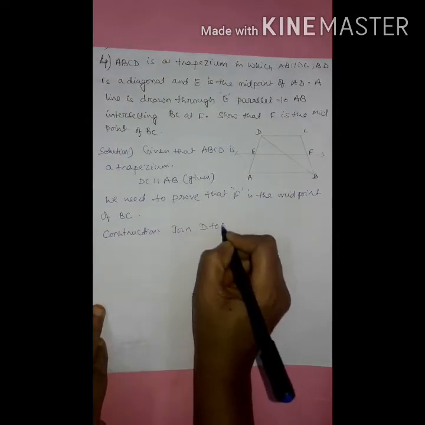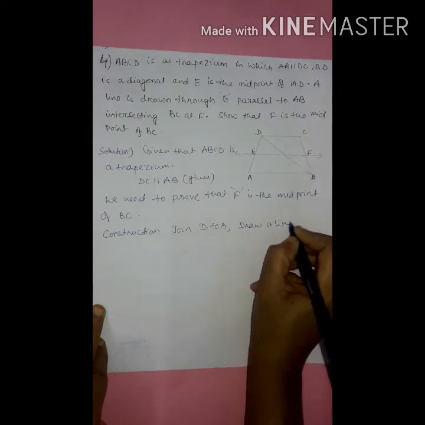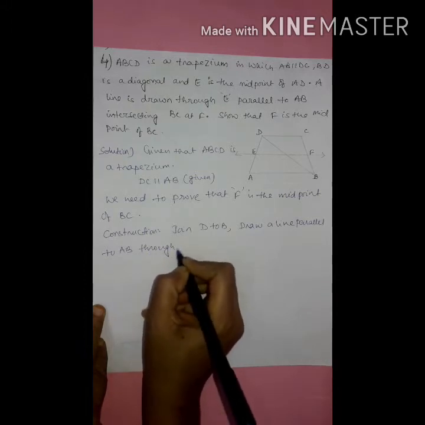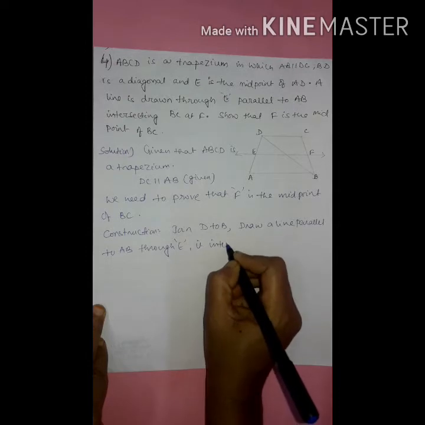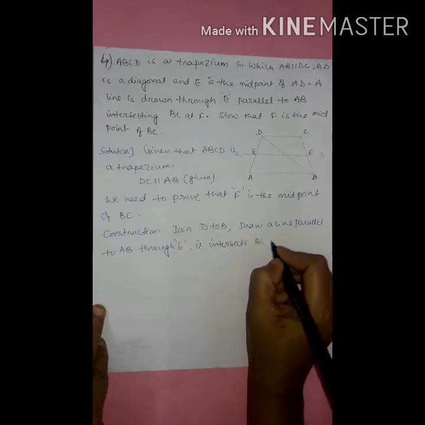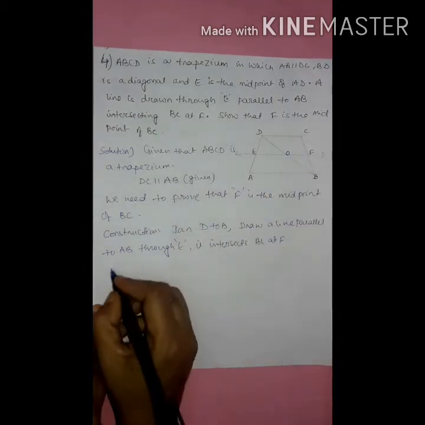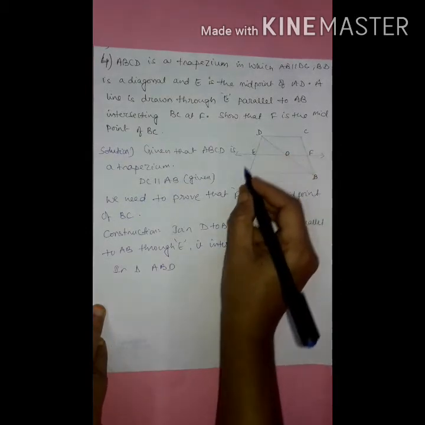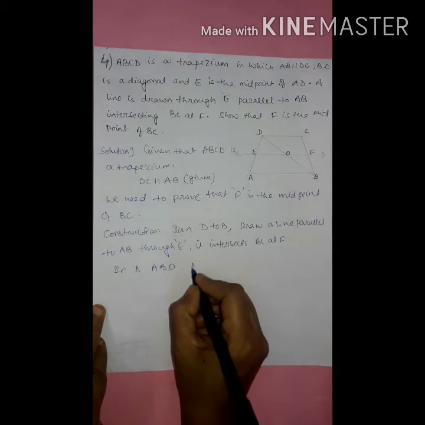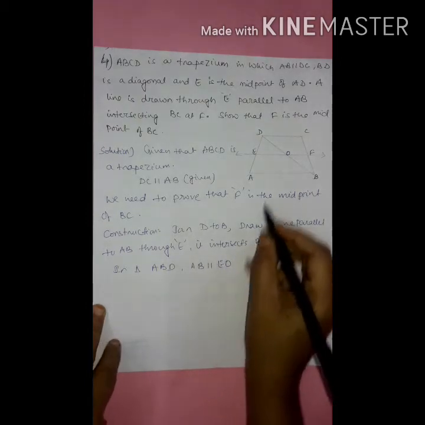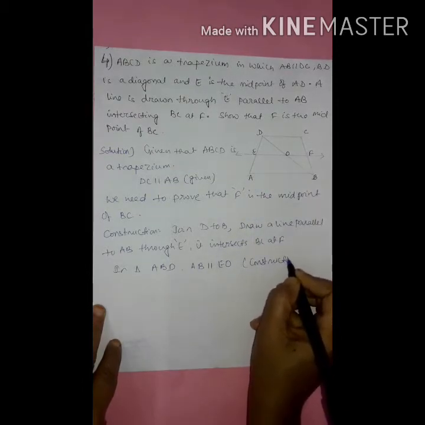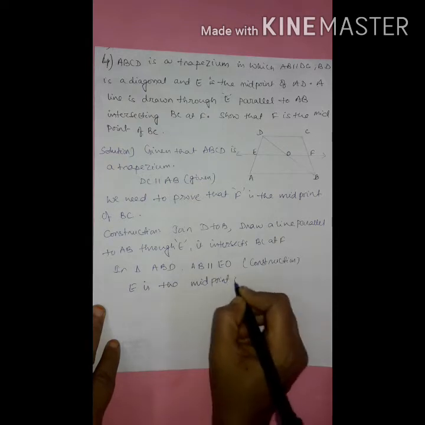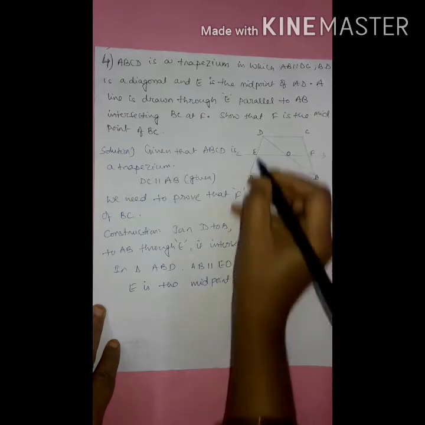Join D to B, draw a line parallel to AB through E. It intersects BC at F. This is the point, take this as O. So now in triangle ABD, AB is parallel to EO by construction, and E is the midpoint of AD, given.